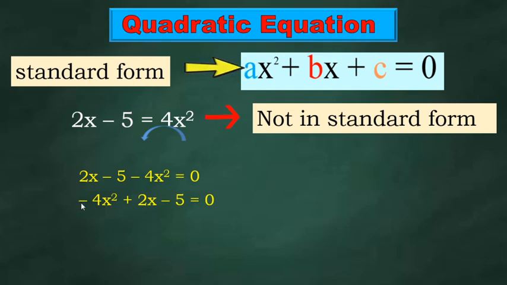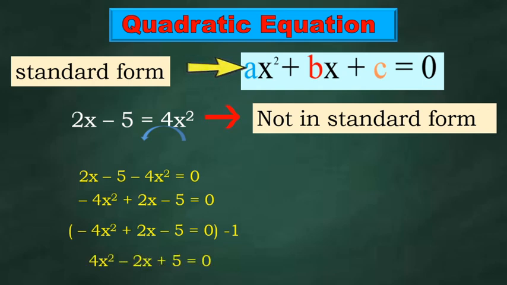And the first term has a negative sign. We have to eliminate the negative sign from the first term. We have to multiply both sides by negative 1. Multiply all sides by negative 1. Then negative 4x squared times negative 1, the answer is positive 4x squared. Then positive 2x multiplied by negative 1, the answer is negative 2x. Then negative 5 times negative 1, the answer is positive 5 equals 0.